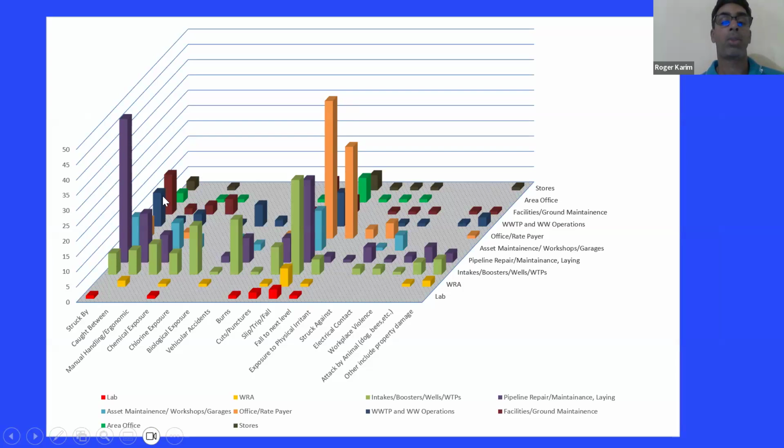Right? So in this one, persons who are involved in pipeline repair, pipeline maintenance, laying pipelines, you get a lot of struck-by and caught-between accidents taking place, as opposed to in the workplace, in the offices, where you have more slip, trip, falls. So what that allows us to do is help fine-tune your safety program depending on the type of workers you are required to interact with.